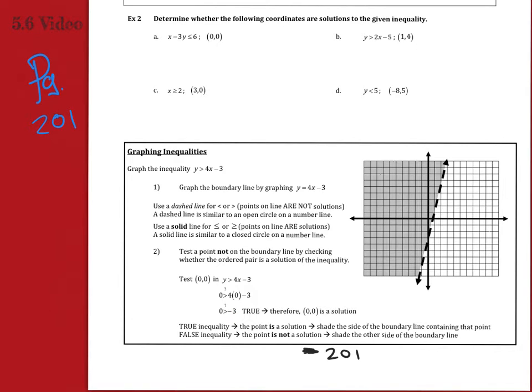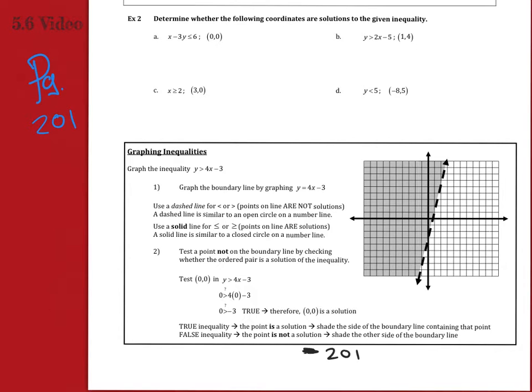That's a true statement. And so that means 0, 0 is a solution, but it also means every single other point on that side of the boundary line is a solution. So we shade in all those points to signify that no matter which point I would pick, it would always work on this side of the line.